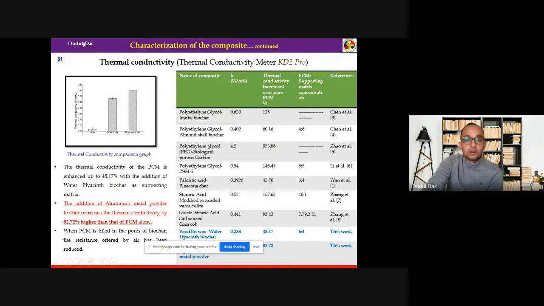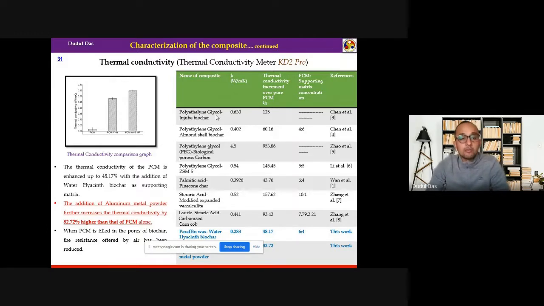Now then we carried out thermal conductivity measurements, and we reported from experimental studies that when we use biochar as additives or a supporting matrix for the PCM, the thermal conductivity improved by 48%. But this was not a very large improvement in the thermal conductivity. Therefore, we added some metal powders.